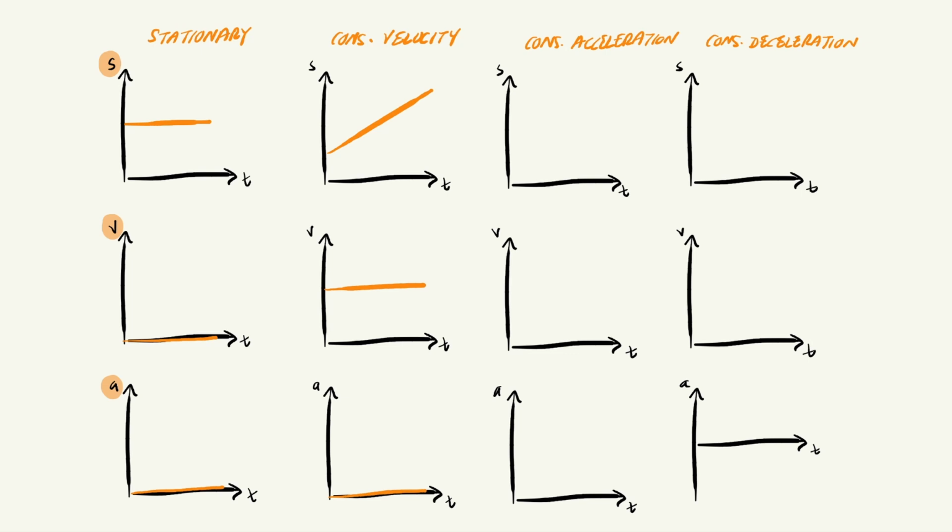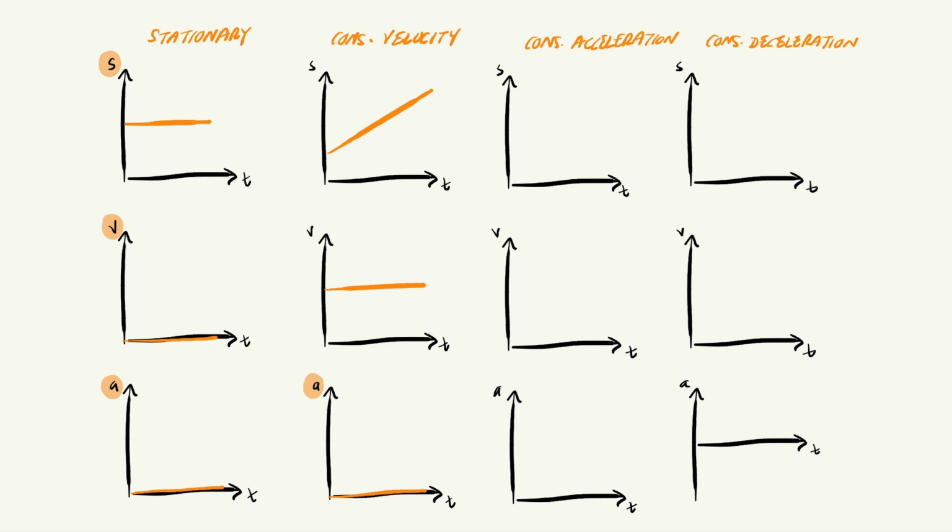Now here's something worth noticing. Look at the acceleration time graphs for these first 2 scenarios, stationary and constant velocity. They're identical. Both show a flat line at 0. This tells us something important. You cannot determine from an acceleration time graph alone whether an object is stationary or moving at constant velocity. Both produce exactly the same acceleration graph. You'd need to look at the velocity time or displacement time graph to tell the difference.